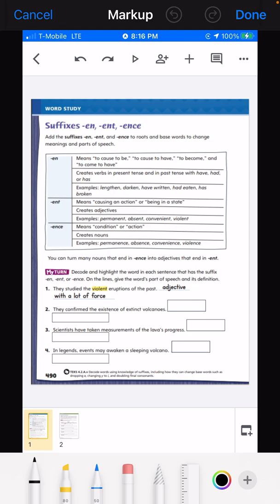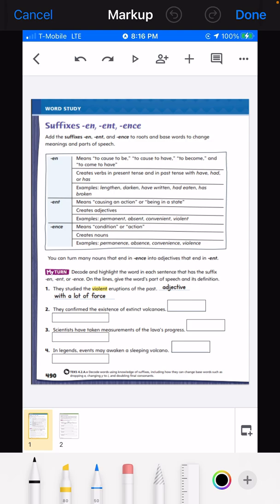En means to cause to be, or to cause to have, or to become. And what it does is it creates a word, turns it into a verb, which is, again, something you do. So we can see examples: lengthen, darken, have written, had eaten, has broken. We can have those helper verbs going with the verb that's actually creating.